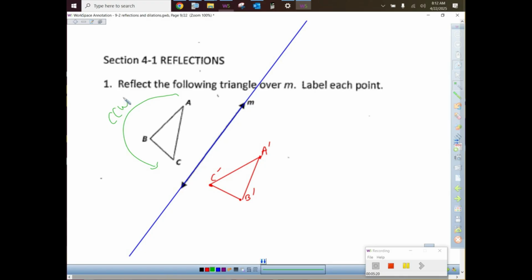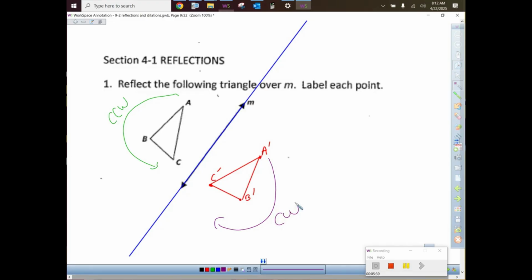Then they're going to say, well, since I went ABC the first time, you have to go in the same order on the other one, but it's going to be primed. So how about A prime, B prime, C prime? Let's draw that. What do you think? A prime, B prime, C prime, is it clockwise or counterclockwise? Clockwise.